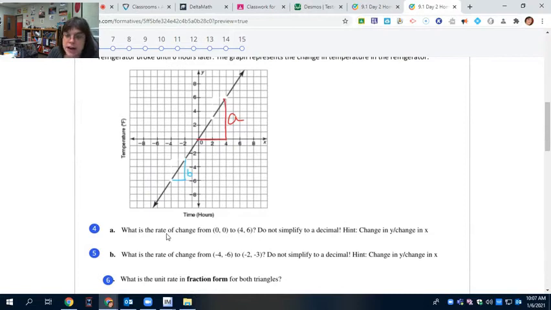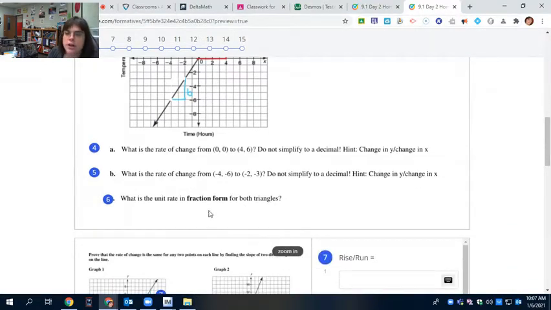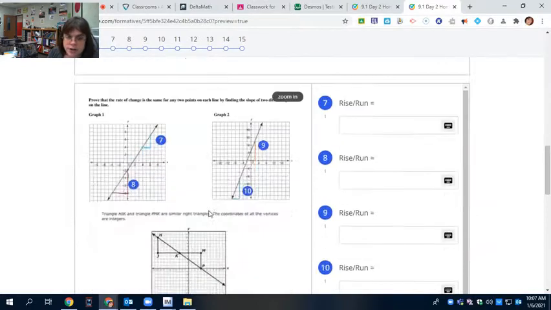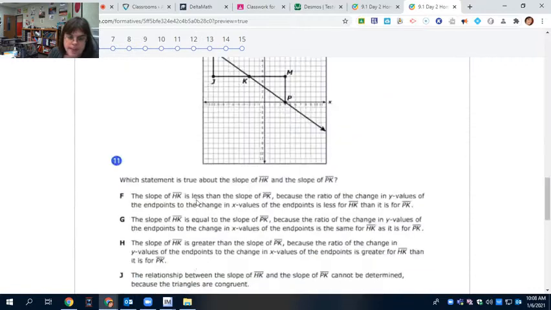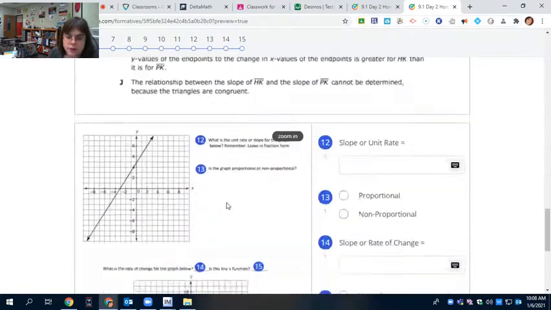What's your rate of change without simplifying it? And then B, what's your rate of change without simplifying it? Then if you simplify both fractions, what is it? And then the same thing here. What's your rise over your run? Where you're looking at the scale, what's your rise over your run? Okay, and then 11 is multiple choice.